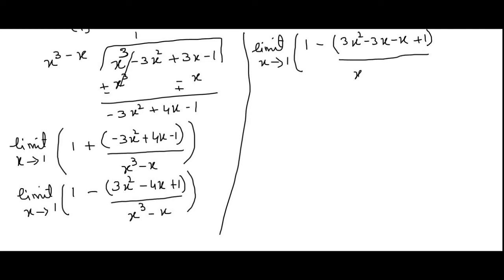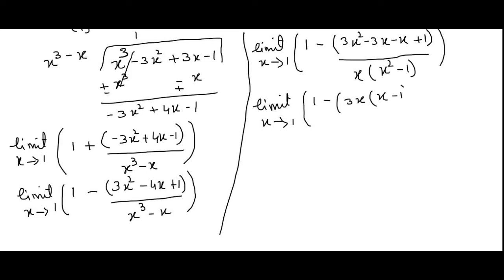Here we get x square minus 1. So limit x approaches 1, 1 minus 3x(x minus 1) minus 1(x minus 1), and in the denominator we are factorizing by the formula a square minus b square equals a minus b and a plus b.